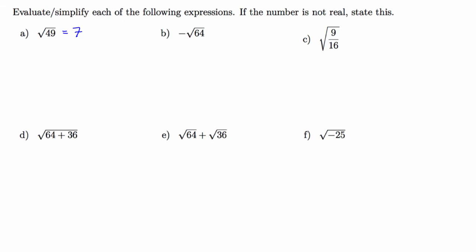49 is 7. In Part B, most people would read this as negative square root of 64. Technically, this means the opposite of the principal square root of 64. So the principal square root of 64 is 8, and the opposite of that is negative 8. So the opposite of the principal square root of 64 is negative 8.